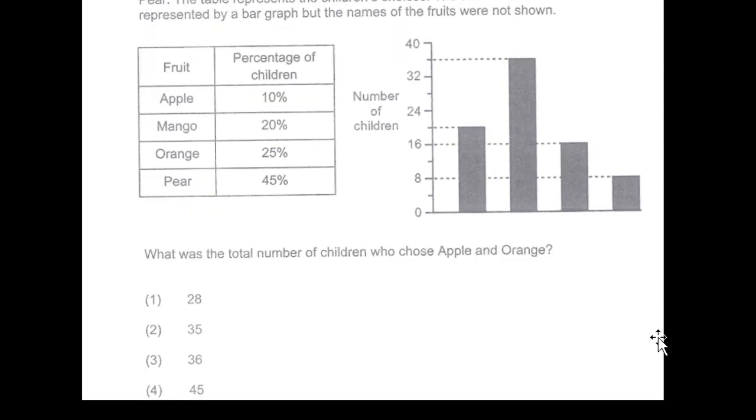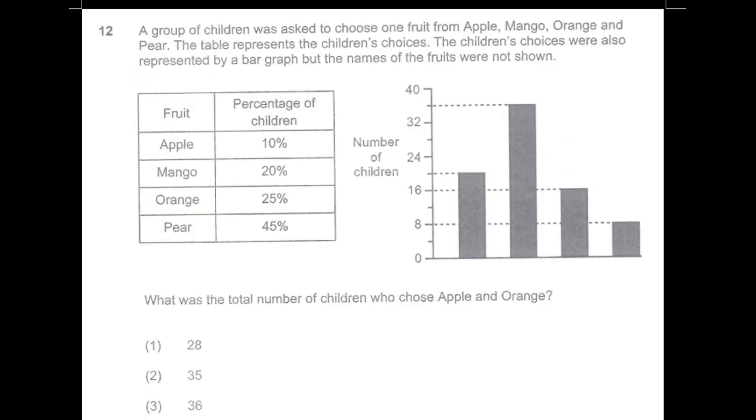Okay, let's look at this interesting question. He said a group of children was asked to choose one fruit from apple, mango, orange, and pear. The table represents the children's choices. The children's choices are also represented by a bar graph, but the names of the fruit were not shown. So this is the bar graph showing the number of children, but the fruits were not shown. This is instead shown by percentage. So the question asked is, what is the total number of children who choose apple and orange?